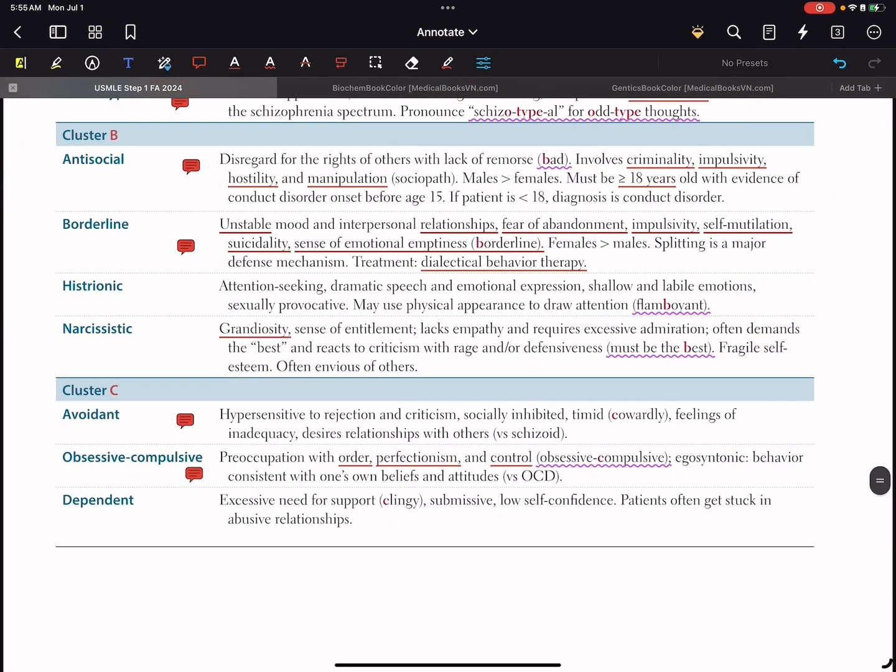Okay. Histrionic: attention-seeking, dramatic speech, and emotional expression, shallow, labile emotion, sexually provocative. May use physical appearance to draw attention, flamboyant. Histrionic: attention-seeking, dramatic speech, and emotional expression, shallow, labile emotion, sexually provocative. May use physical appearance to draw attention.